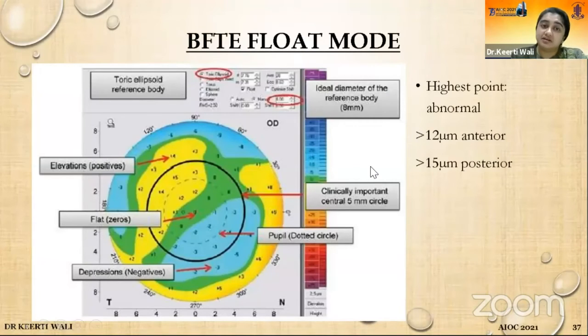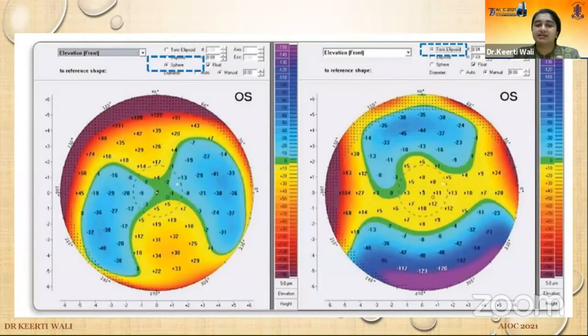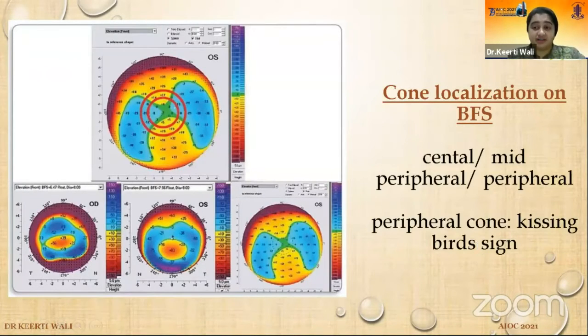The same thing if it's a best fit toric ellipsoid float mode, the values change. If anteriorly it is more than 12 microns and posteriorly more than 15 microns, it is high risk. So here you can see both the reference bodies in the same patient. As you can see, on the left side is the best fit sphere, localizing the cone, and on the right side is the best fit toric ellipsoid, which is showing the elevation, the height of the cone. So BFS is important for cone localization.